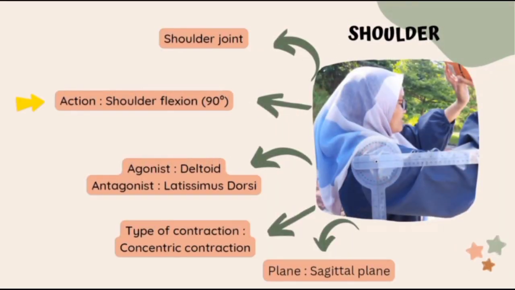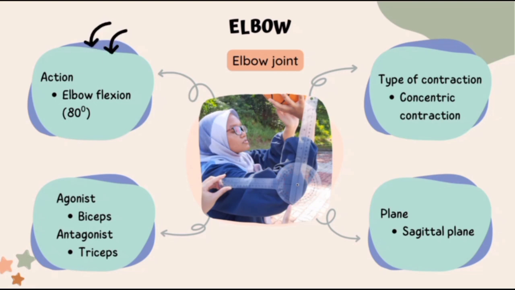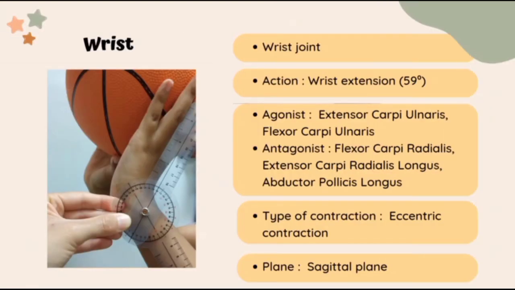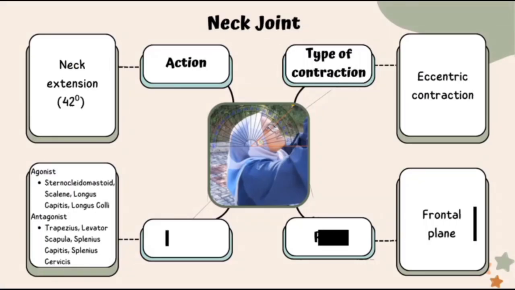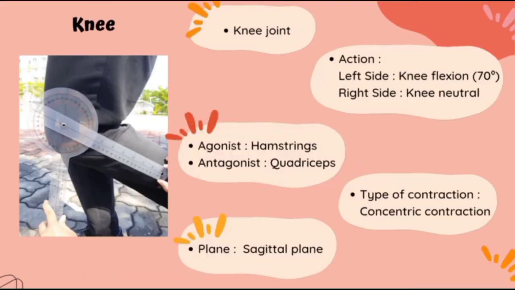For the shoulder joint, it involves 90 degrees of shoulder flexion. Next is the elbow joint, which involves 80 degrees of elbow flexion. Next, for the wrist joint, it involves 59 degrees of wrist extension. Then for the neck joint, it involves 42 degrees of neck extension. And for the knee joint, it involves 70 degrees of knee flexion.